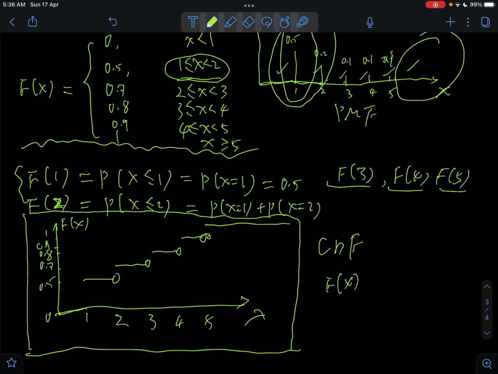Okay. So this question basically tests your understanding of the probability mass function, PMF, for a discrete random variable, and your understanding of how to convert from a PMF to a CDF. So that's all for this question. Thank you very much.